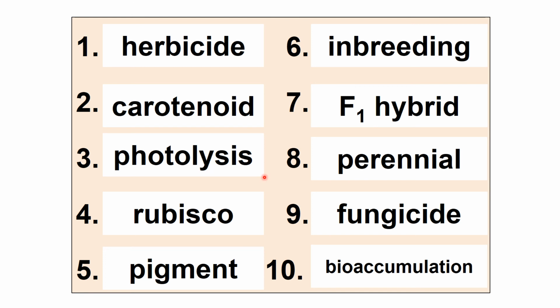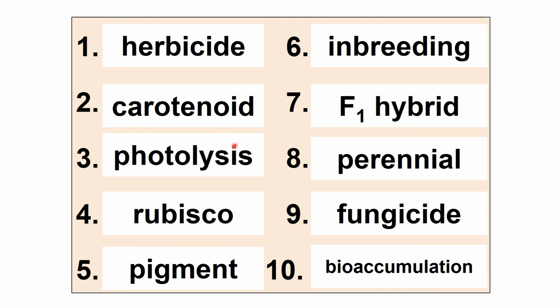So herbicide is applied to kill weeds which would compete with crops and reduce their growth. Carotenoid is one of the 3 pigments found in chloroplasts which absorbs light energy. Photolysis is a stage within photosynthesis in which light energy splits water into hydrogen and oxygen. Rubisco is the enzyme which is involved in the carbon fixation stage of photosynthesis.